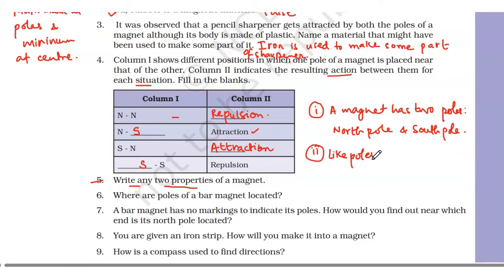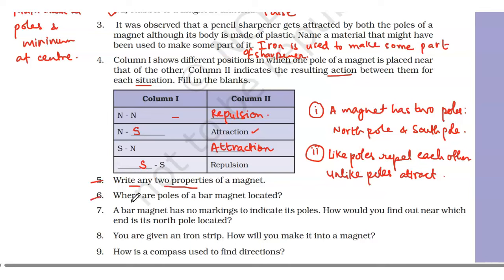Number two, like poles repel each other and unlike poles attract each other. If there were three properties, then you can also write in number three that the strength of the magnet is maximum at the poles and minimum at the center. So that if they ask you to write any three properties, you can include that.